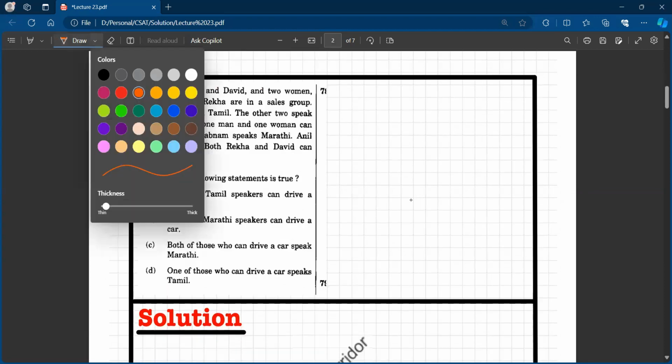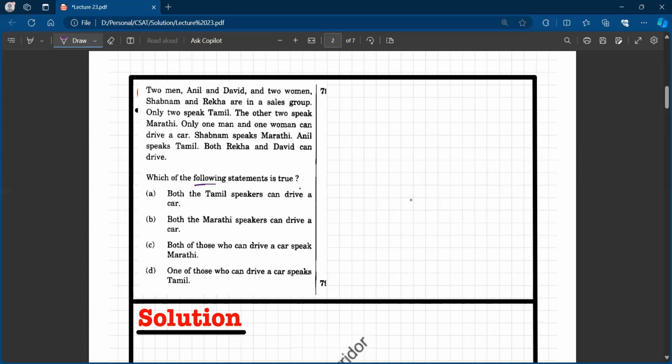Coming to question number 2, it has asked you which one of the following statements again is true. Logical statements are given to you. We have to predict which one of these is true. Two men, Anil and David, and two women, Shabnam and Rekha. Now, only two speak Tamil, and only the other two speak Marathi. So Tamil is spoken by two and Marathi is spoken by two.